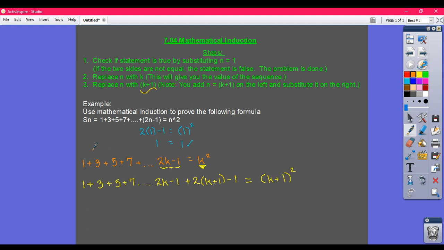Because right now, if I look here, 1 plus 3 plus 5 plus 7 plus 2k minus 1, I know this value. I got it up here. 1 plus 3 plus 5 plus 7 plus 2k minus 1 does equal k squared. So I'm going to replace this entire part right here with k squared. Everything else in yellow, I'm just going to bring down business as usual.